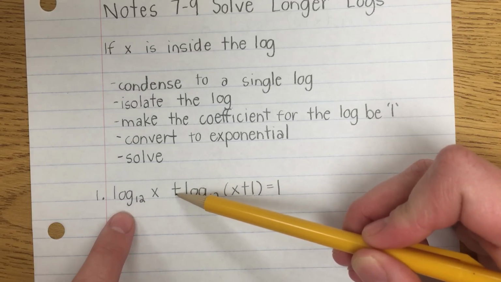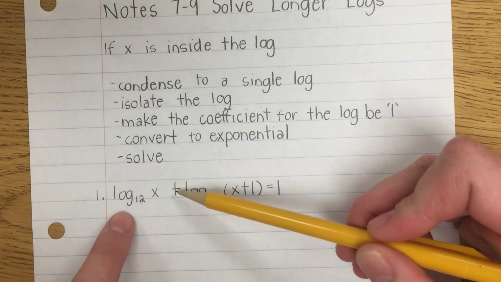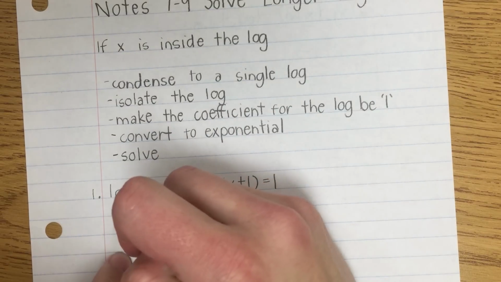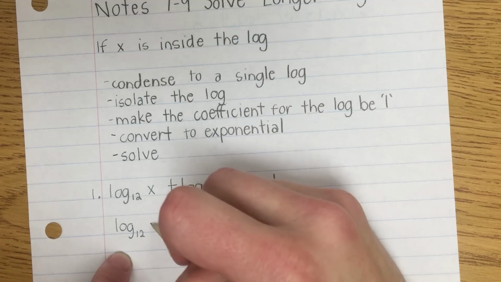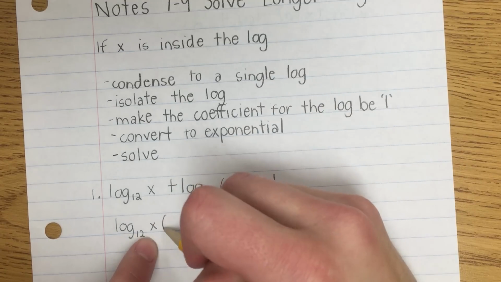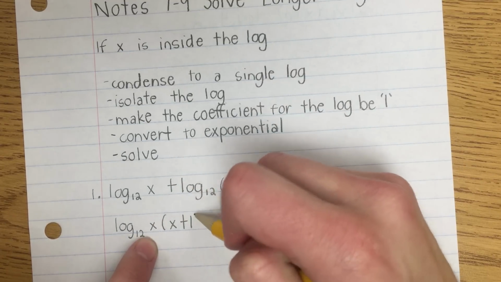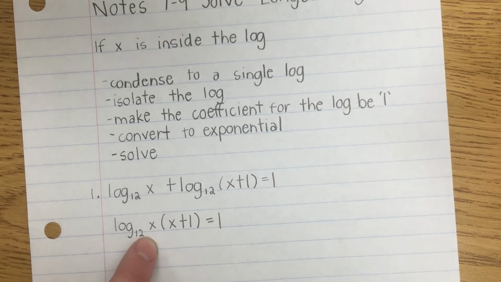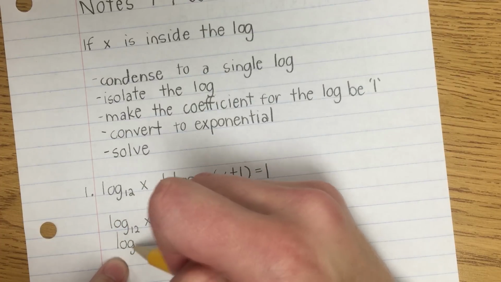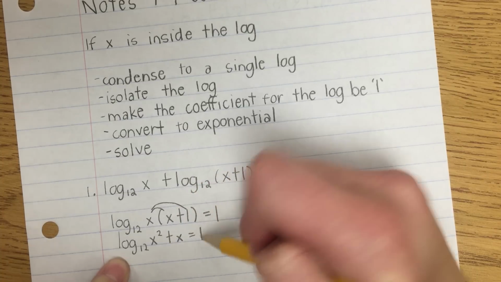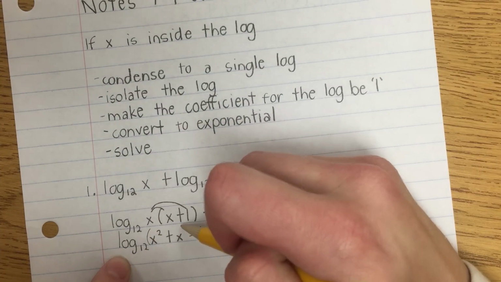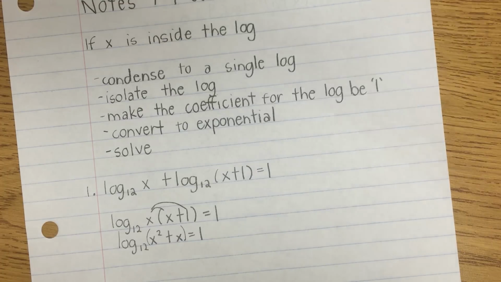So based on this plus sign here, we know we're using the product property. So when we have a plus sign in between, that's going to turn to log base 12 of x times x plus 1 equals 1. Okay, so in order to simplify this, I need to distribute that in. So this is going to be log base 12 of x squared plus x equals 1. Now, I should be technical and keep that in parentheses because we're taking the log of this whole big thing.